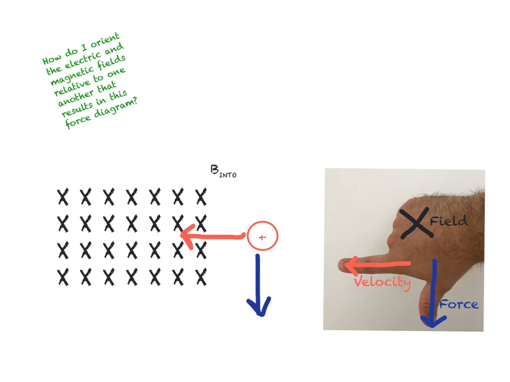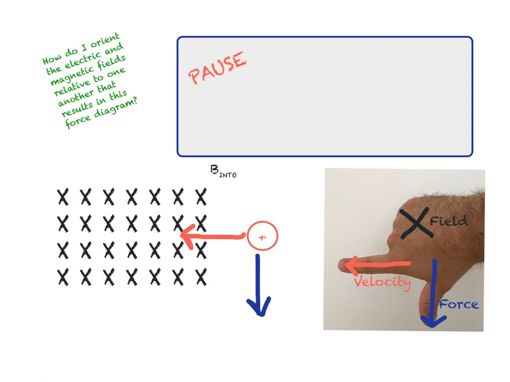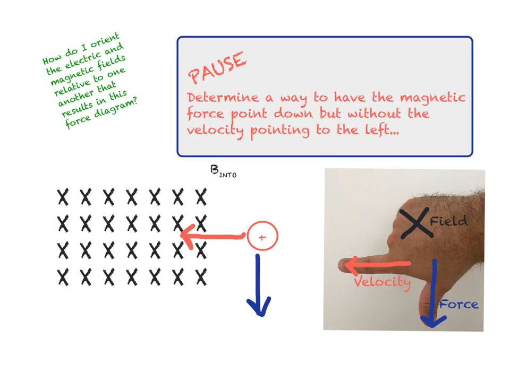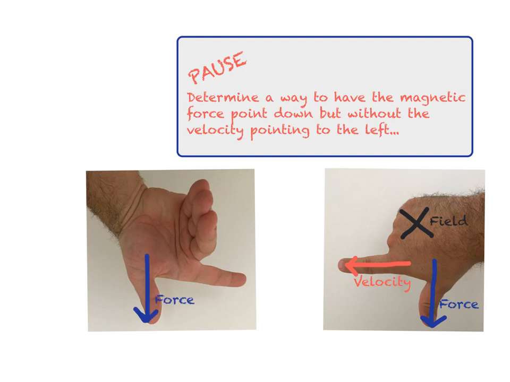So now I'm going to ask you to pause the video and try to come up with a way that you can still have the magnetic force pointing down, but with a different orientation where the particle's velocity is no longer to the left. Well, if I direct my thumb down, but this time have my fingers pointing out of the screen, represented here by dots, I can see that my index finger will be pointing to the right. So I could really have the particle either moving to the left or to the right, but in order to maintain a downward direction of the magnetic force, I have to orient the magnetic field either out of the screen or into the screen, and that would cause the direction of the velocity to flip.